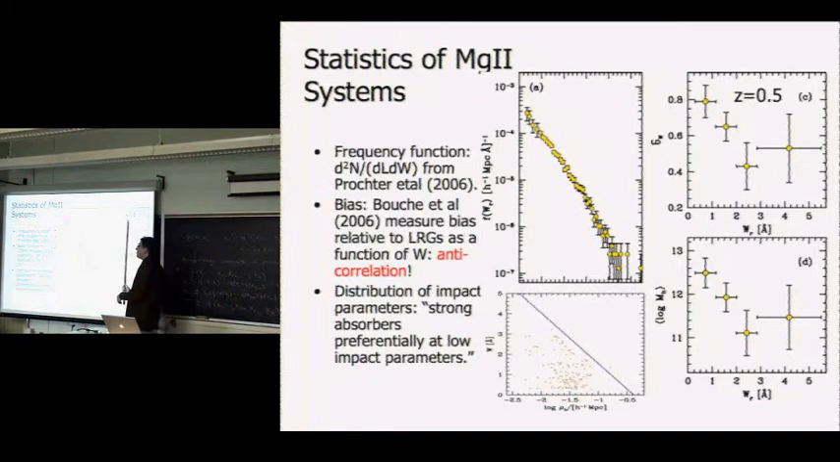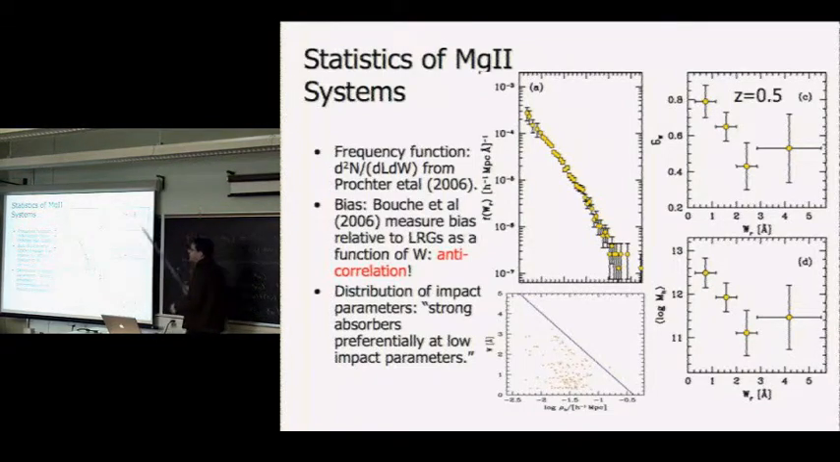And then a nifty thing that Nicholas Boucher and collaborators did a couple of years ago is they cross-correlated these to measure their clustering bias by cross-correlating them with the luminous red galaxy catalog. So what he finds is plotted here. Here's equivalent width on the x-axis, and then bias, I call it B hat, because it's bias relative to the LRGs, as a function of equivalent width.